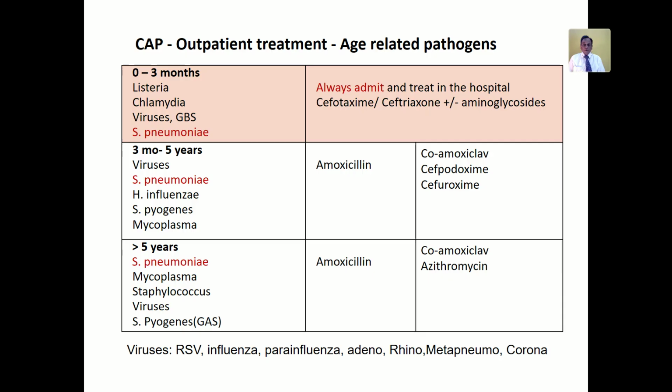And so we have to use a good antibiotic that covers Streptococcus pneumoniae, of which amoxicillin is an ideal candidate. Sometime before we used penicillin, but now amoxicillin plays a very important role in first line management. If the child is not responding, go for second line drugs like co-amoxiclav or other drugs being depicted here, such as cefpodoxime. And in the older age, particularly above 5 years, start with amoxicillin, and if the child is not responding to first line amoxicillin, add azithromycin.